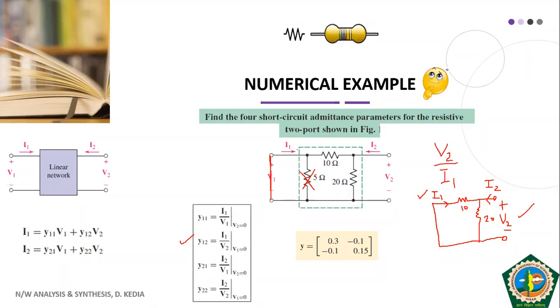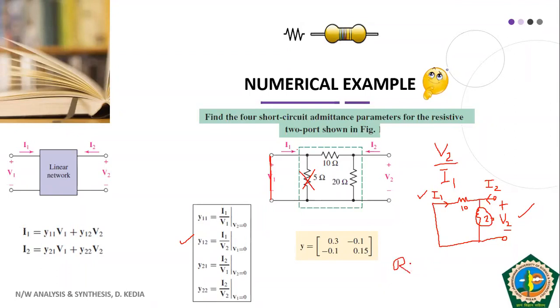Okay. And how can we do that? See, this V2 is the voltage across this pair of terminals, and this is in parallel with 20 ohm. So the voltage across 20 ohm is nothing but V2, and this 10 and 20 are also in parallel. It means the voltage across 10 ohm is also V2. So across 10 ohm the voltage is V2 and the current is I1. So very simple. So what do we have?